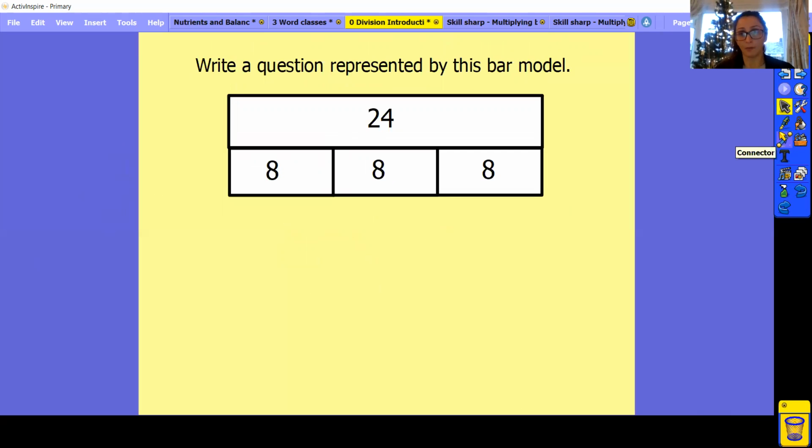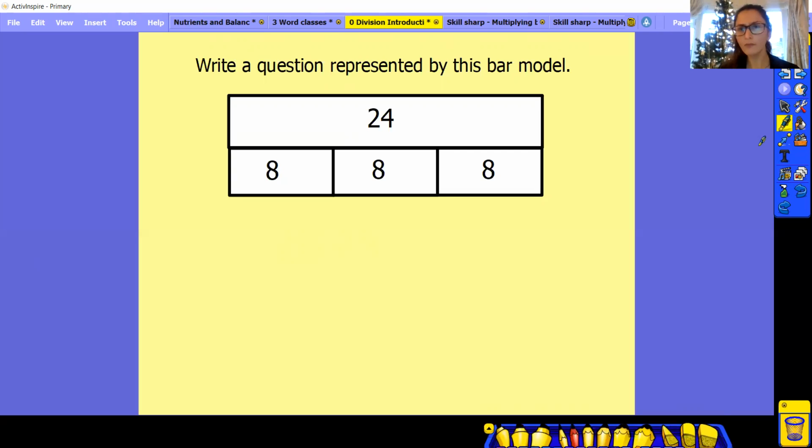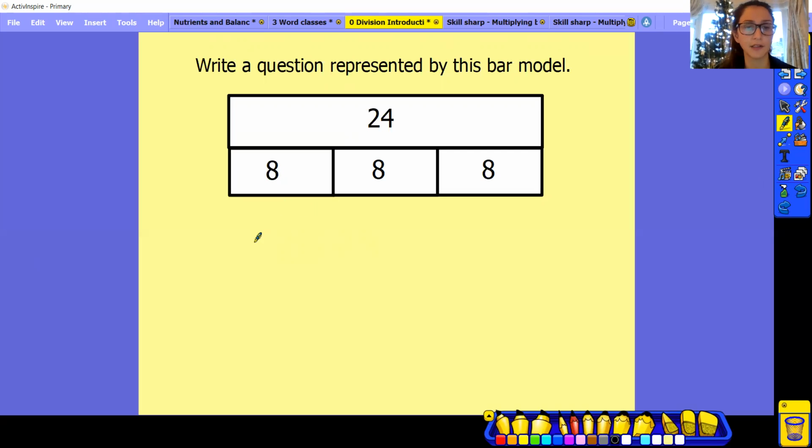Okay, so again, we're carrying on with this from yesterday. Write a question that is represented by this bar model. Now, I'm looking for 4, okay? We'll start off with our division because that's what we've been focusing on today. So I've got 24 divided by, let's see how many equal groups there are. 1, 2, 3. Equals. Now, what's one of those groups equal to? Well done if you said 8. Okay, and you can do another one as well.